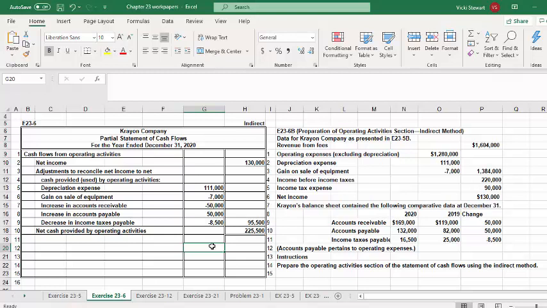So now we can see that we had net income of $130,000. We have $95,500 of adjustments to reconcile net income to net cash provided or used by operating activities. So that leaves us, again, using the indirect method, with net cash provided by operating activities of $225,500 for December 31st, 2020. And that is the conclusion of the demonstration for Exercise 23-6B.